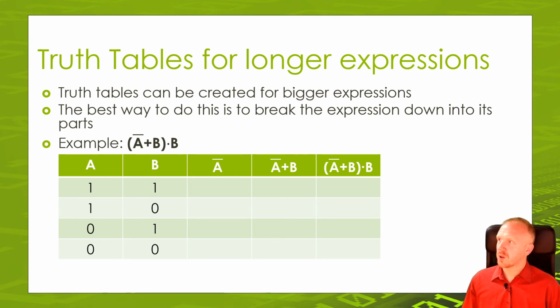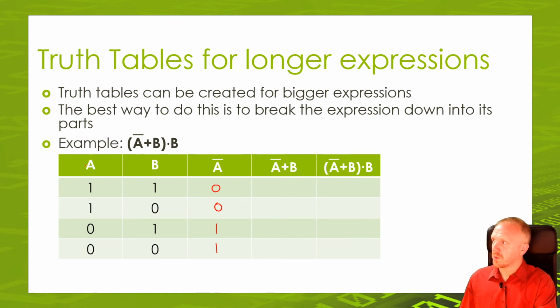Truth tables can also be done for longer expressions, but we generally do that by breaking down those expressions into their component parts. So if we look at this example of not A or B and B, the first thing we'd have to calculate here is not A. So we put that in its own column. That's quite easy to work out. Not A is just simply the opposite of whatever A is. So when A is a 1, not A is a 0. When A is a 0, not A is a 1.